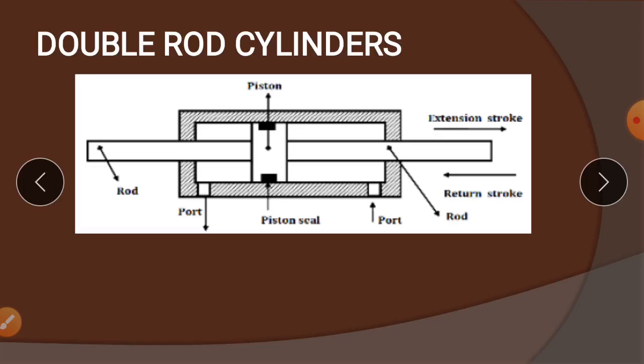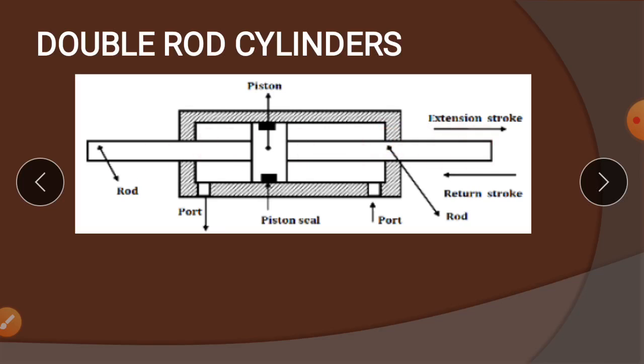Next we move on to the double rod cylinders. Double rod cylinders are nothing but the piston is provided with rods at both ends. You can see here there is a cylinder block, there is a single piston present here, which is connected by the piston rod at both ends of this piston. So at both ends, the piston is connected with piston rods.